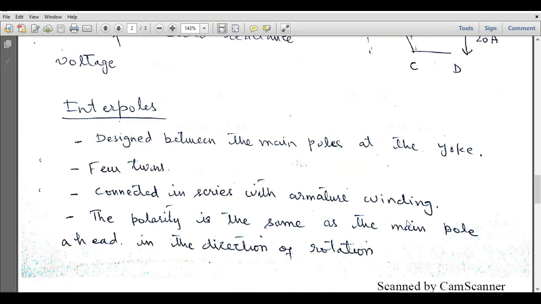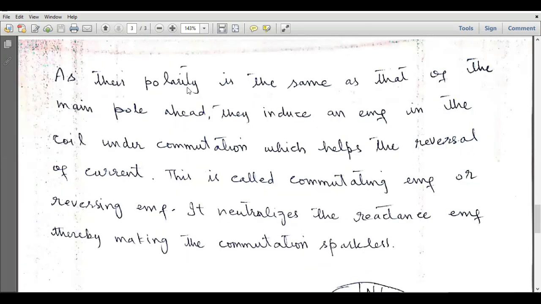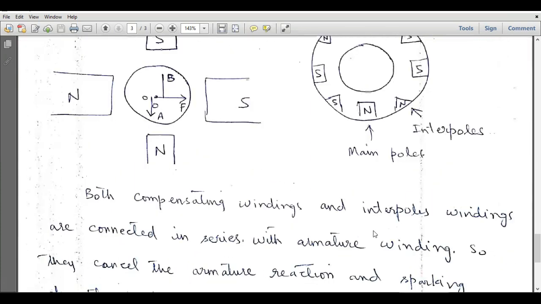The polarity is the same as the main pole ahead in the direction of the rotation. So as their polarity is the same as that of the main pole ahead, they induce an EMF in the coil under commutation, which helps the reversal of the current. This is called commutating EMF or reversing EMF. It neutralizes the reactance EMF, thereby making the commutation sparkless.